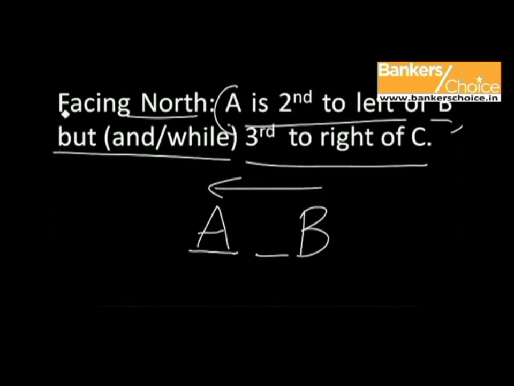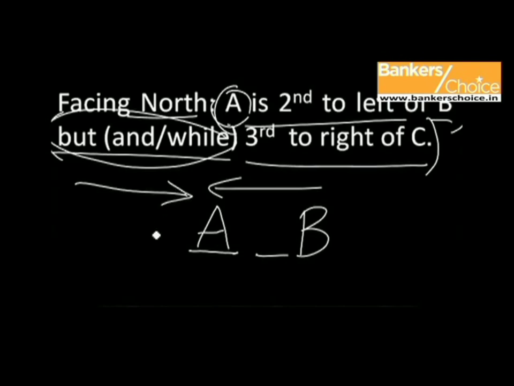And by looking at the second part of the statement, that is, but third to the right of C. Now whenever the words but or and or while are used, it is referring to the first person A. That means A is third to the right of C. So A is towards the right and 3 places away from C. So this is how we can place the persons C, A and B in the row.